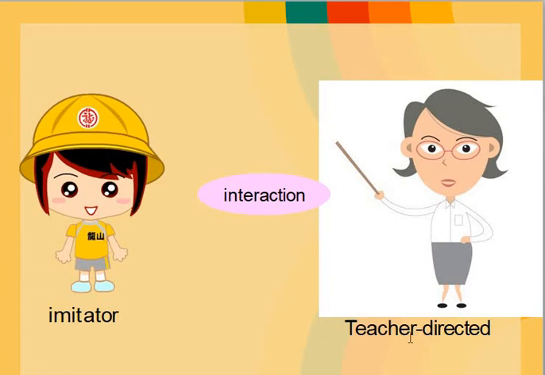Here you can see the teacher is directing the student, and the interaction between teacher and student is that the teacher is the leader giving patterns to the students, and the student is an imitator who is imitating the pronunciation and the grammatical rules of the pattern which is provided by the teacher to the student.